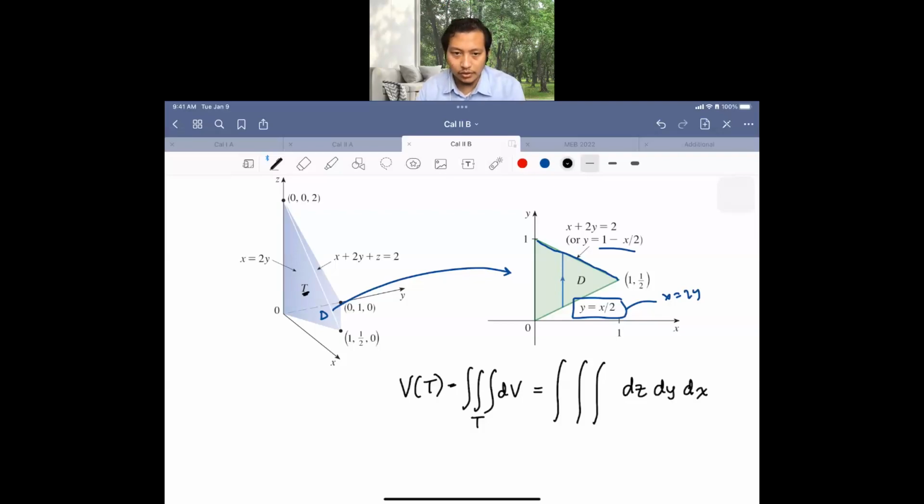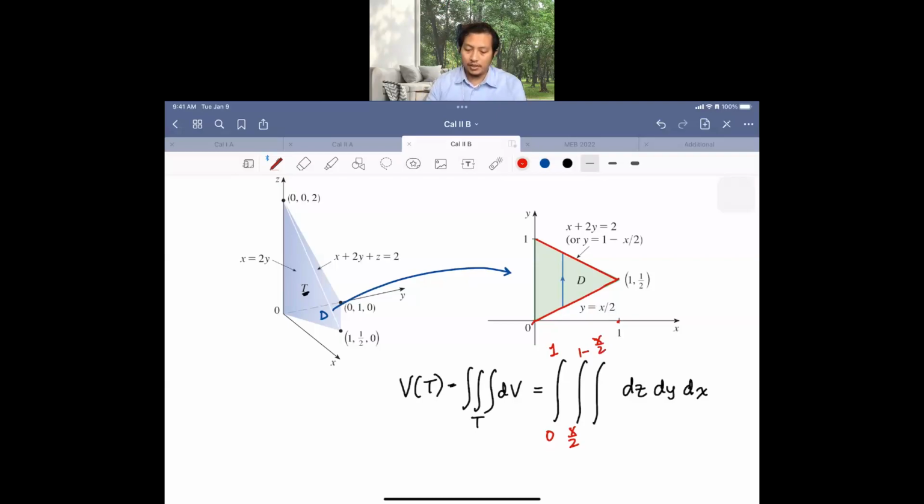So for x, we will start with the xy region of D. We could start from 0 to 1, right? So 0, 1 for x. And for y, it should be a function of x. So we could start from this side here until this side, the upper one, right? So we could start from x over 2 until 1 minus x over 2.